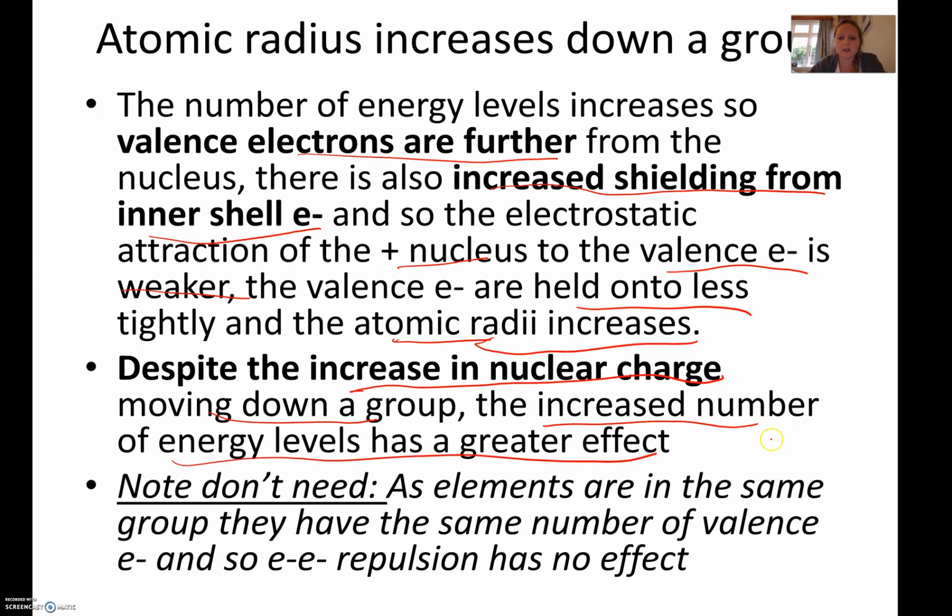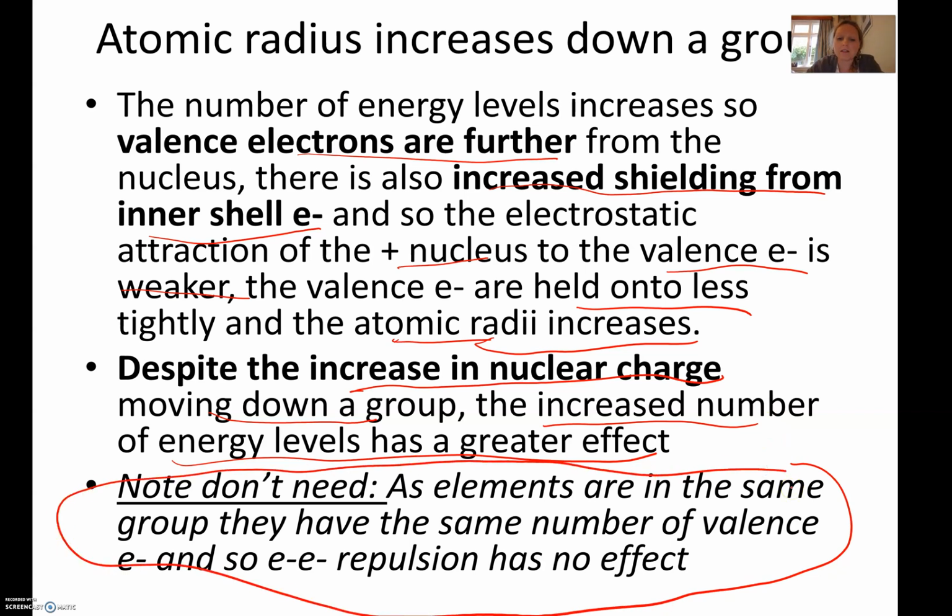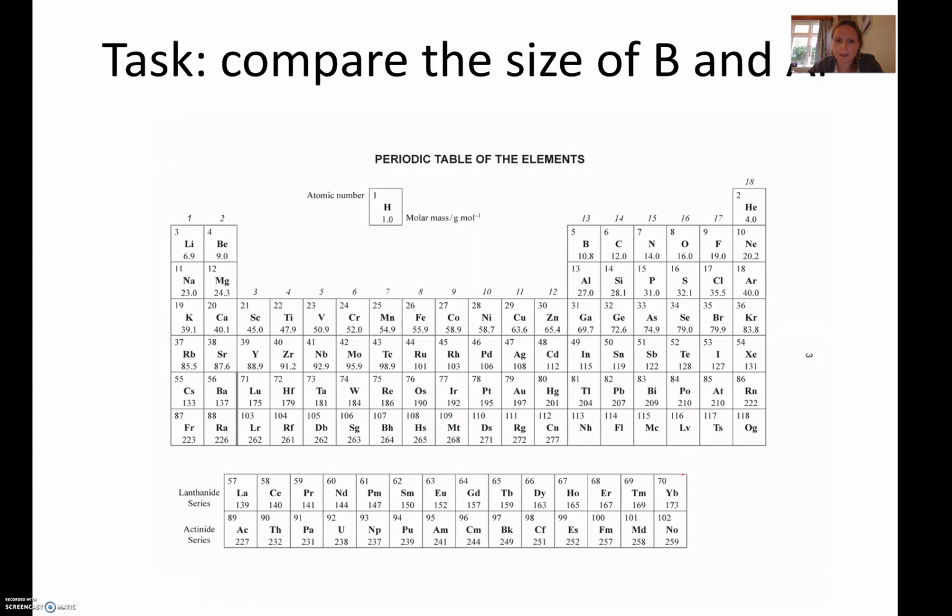Okay, now you don't need to mention, some kids love to just write everything they possibly can. Some kids like to say that extra part about electron-electron repulsion being negligible in the first example across a period, and so they like to say here that because they're in the same group, they've got the same number of valence electrons, so that has no effect here. I don't recommend getting into electron-electron repulsion in the valence shell at all, unless we're talking about ions, so just forget it. Here's an example, let's go through it now.